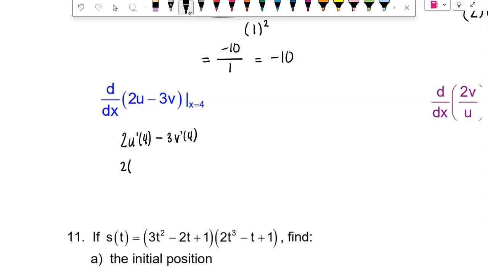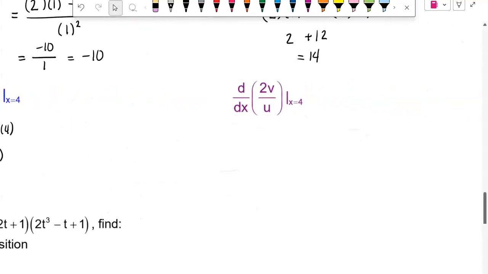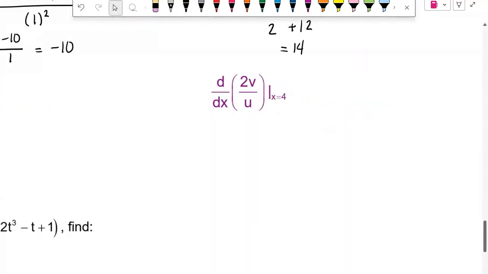So we've got 2 times u prime of 4 is 2 minus 3 times v prime of 4. The answer was 4. So you've got 4 minus 12, which equals -8. And finally, we've got 2v over u, and then we're evaluating at 4.